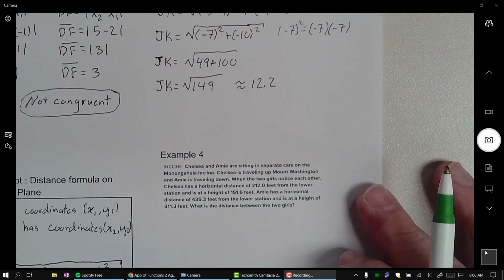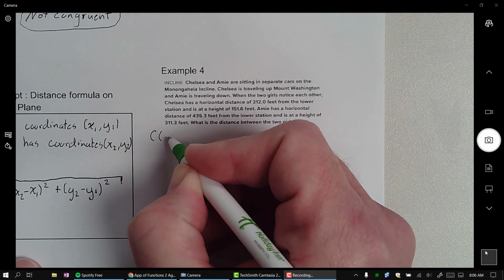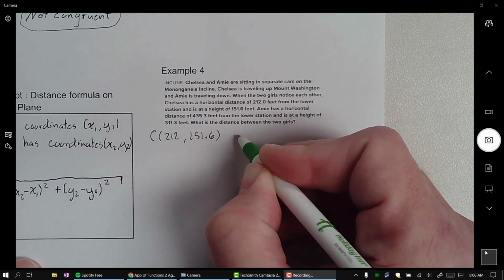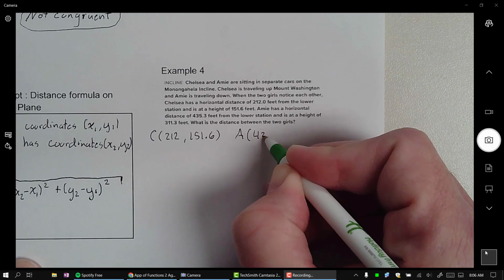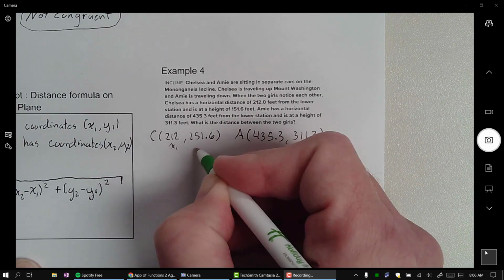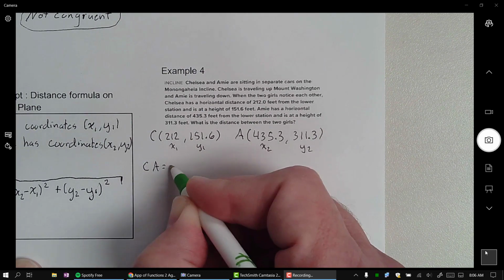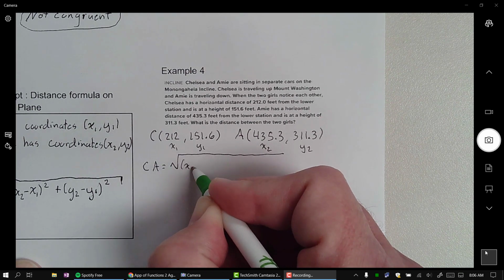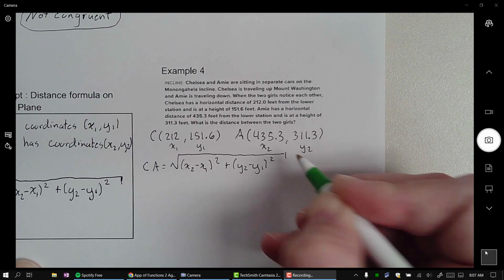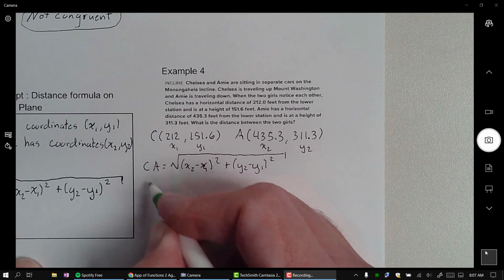Let's take a look at our last example. So we have two people going up a mountain when they spot each other. So our first is at the coordinates 212 and 151.6. Our second person is at the coordinates 435.3 and 311.3. So this is going to be my x1, y1, x2, y2. So I want to find the distance between these two people. So x2 minus x1 squared plus y2 minus y1 squared. So I start off with writing the formula. Now I'm going to plug in the values that I have so I can find what the distance is.